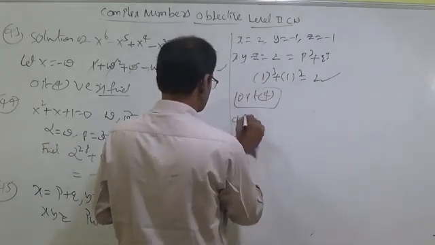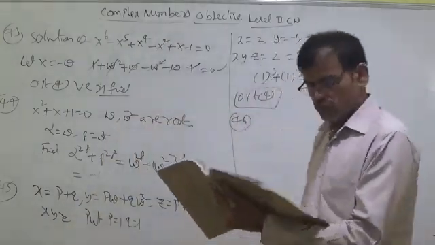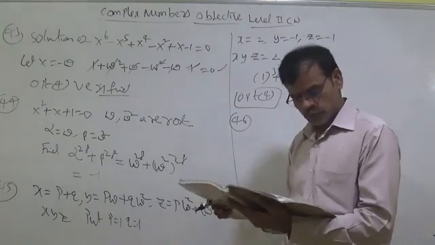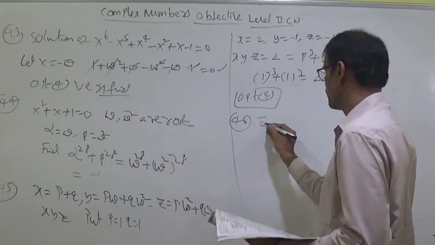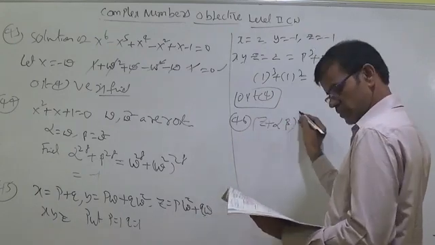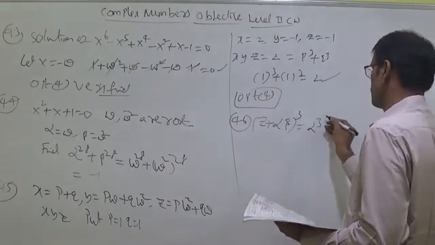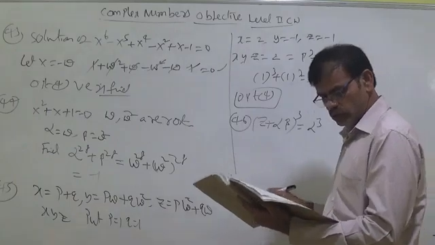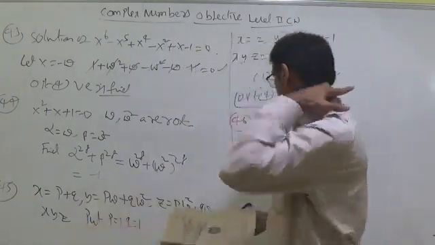Now 46th question. This is a valuable question. The roots of the cubic equation (z plus alpha beta) whole cube is equal to alpha cube represent the vertices of a triangle of side length.